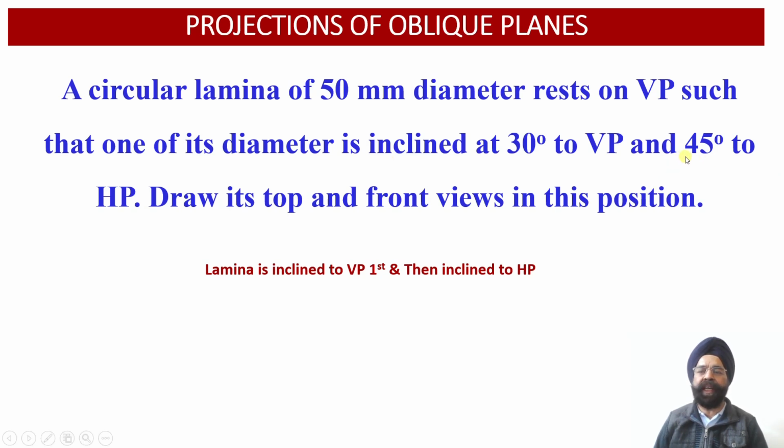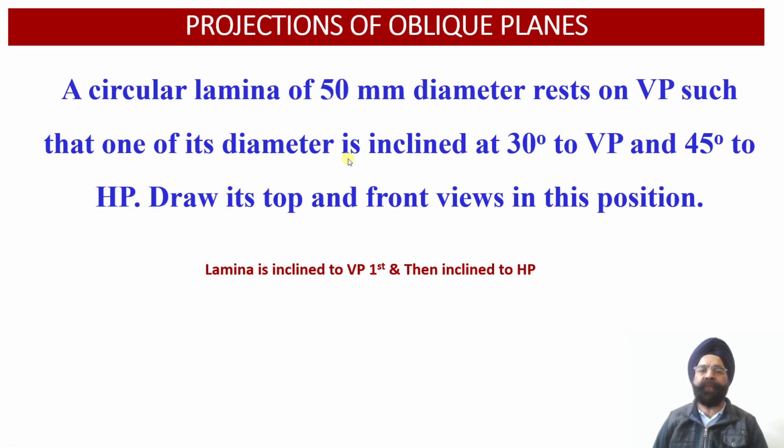So this true length of the diameter is further inclined at an angle of 45 degree with respect to the horizontal plane. So this angle of 45 degree with respect to the horizontal plane means that angle theta has been provided to us. Whereas in the front view projections, because of the inclination of the surface of the circular lamina with respect to VP, we are able to observe the apparent length projection of this particular diameter in the front view. So we are required to evaluate angle alpha.